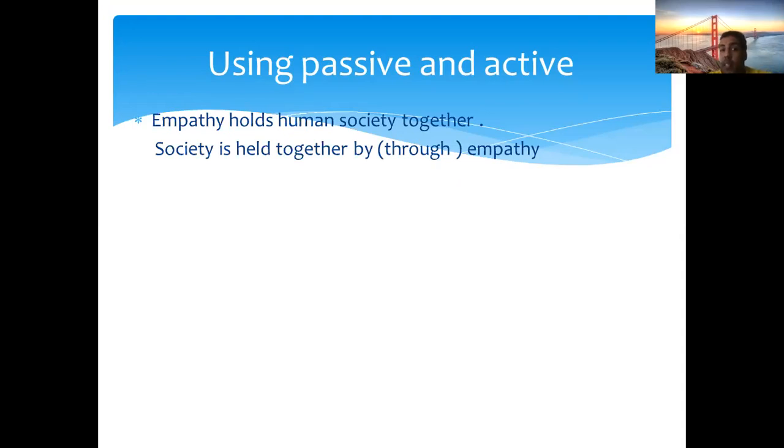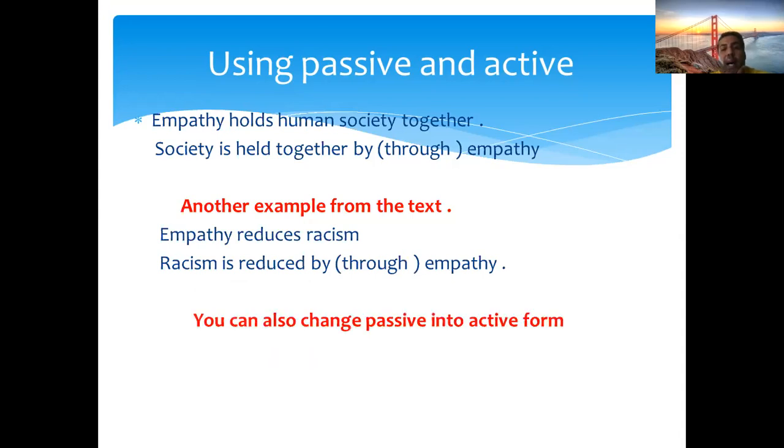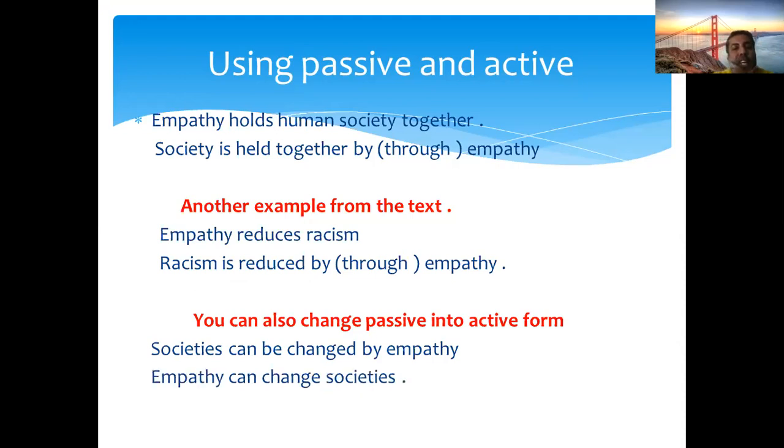This is a present simple sentence, and we use the simple present passive: object, is/are, past participle of the word "hold," which is "held." Another example from the text: "Empathy reduces racism." We can say "racism is reduced by empathy" or "through empathy." You can also change passive into active form. "Societies can be changed by empathy." We can change this passive sentence with modal verbs into an active one. How? "Empathy can change societies." So this is the technique of how to change a sentence from active into passive and vice versa.